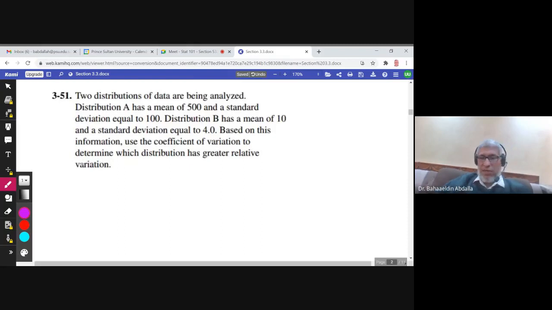351. Let us answer this one. 2 distributions of data are being analyzed. Distribution A has a mean of 500, standard deviation 100. Distribution B has a mean of 10, standard deviation 4. Based on this information, use the coefficient of variation to determine which distribution has greater relative variation. He could ask you also without saying use the coefficient of variation. He can say immediately, based on this information, determine which distribution has greater relative variation.